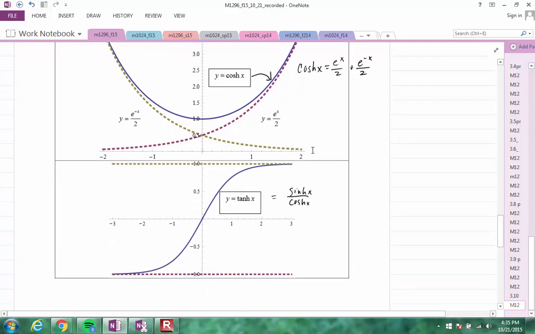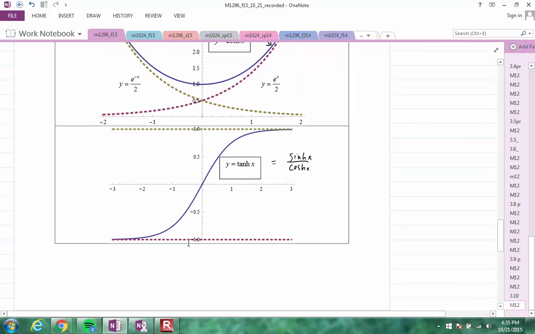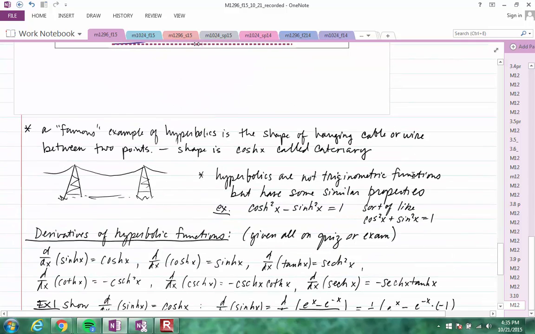Now tanh looks like this. I won't even really talk about that, but just in case you're curious what tanh looks like, there it is.